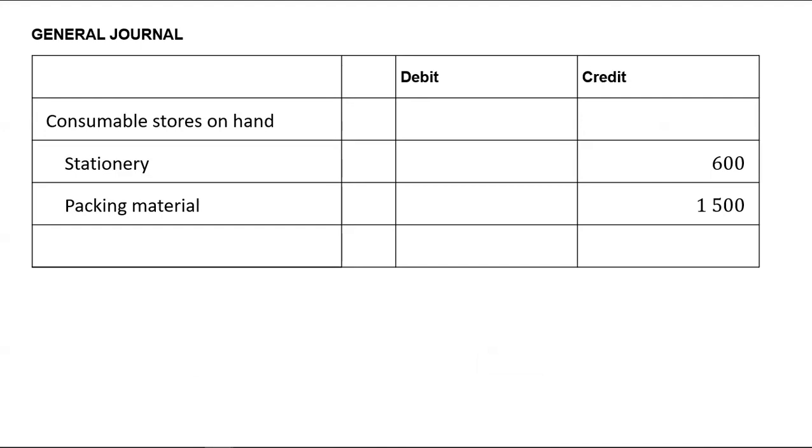So in total, our consumable stores on hand will be 2,100, which is made up of, remember we debited consumable stores on hand twice. It is simply made up of this 600 plus this 1,500. It'll give you that 2,100. And this is packing material on hand.